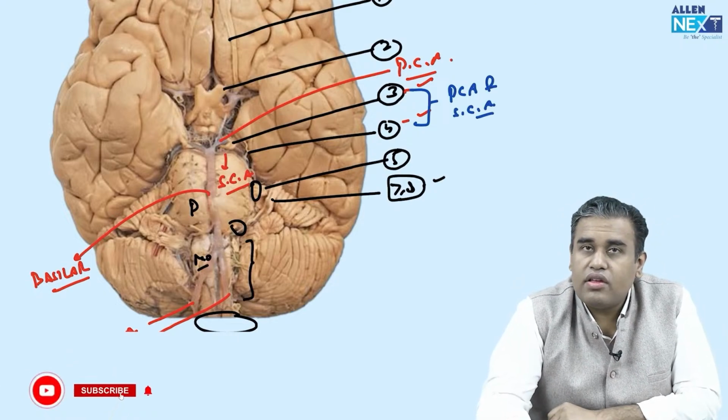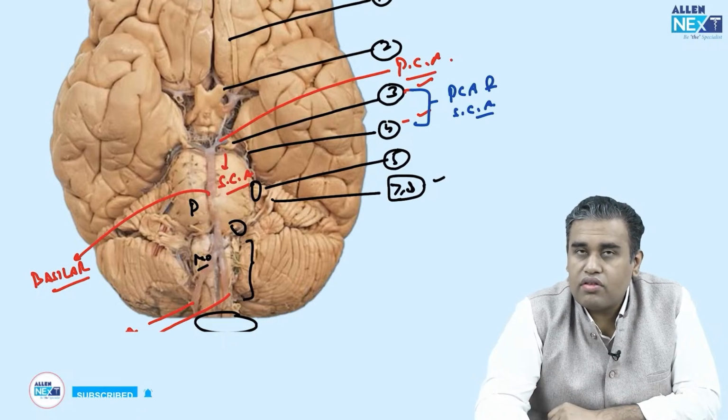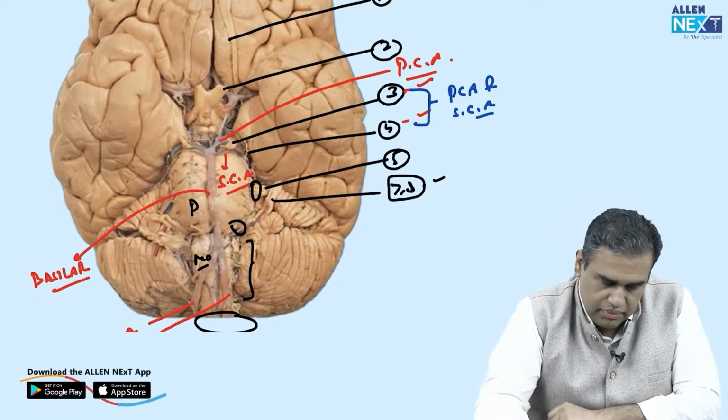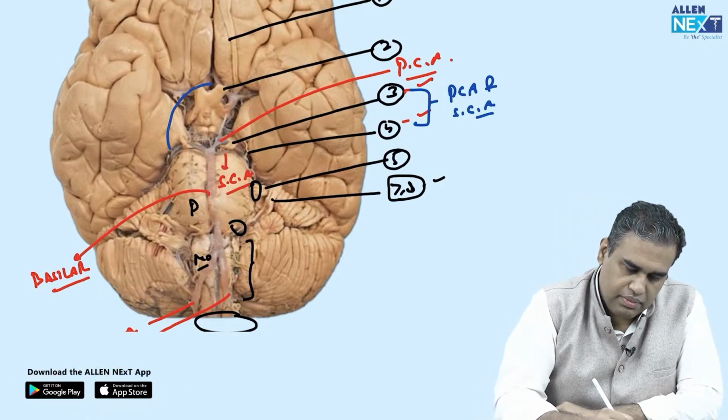Therefore, they are involved in aneurysms. These nerves can be compromised in aneurysms around these vessels or around the end point or the tip of the basilar artery. Okay, here we are looking at the interpeduncular fossa as well.